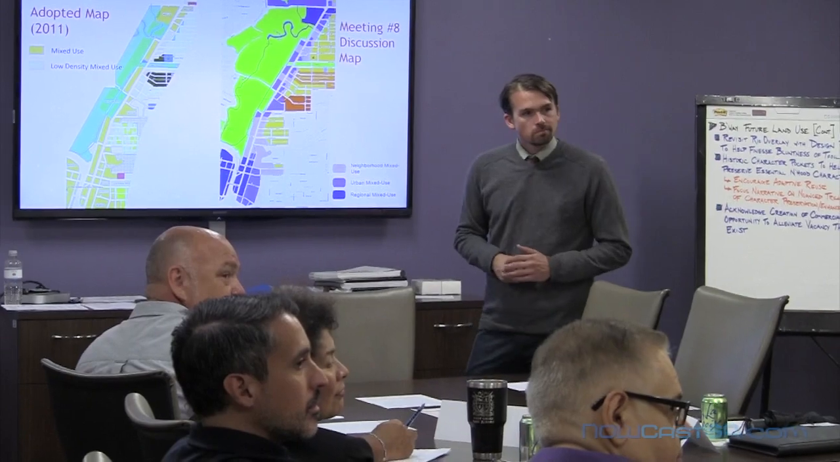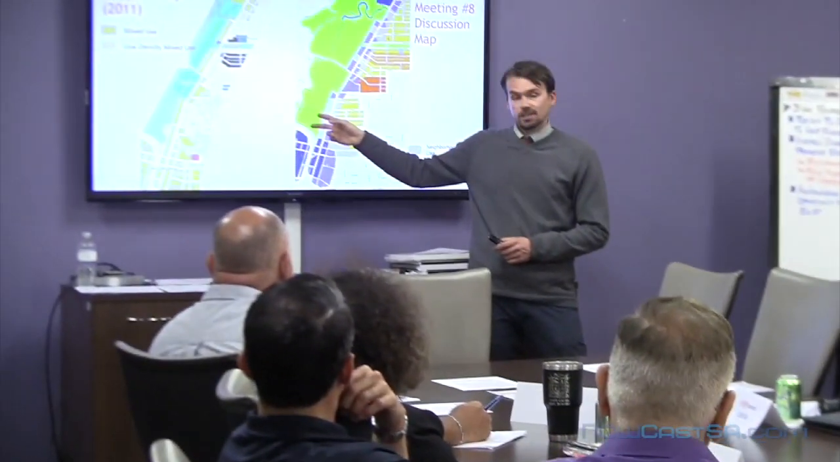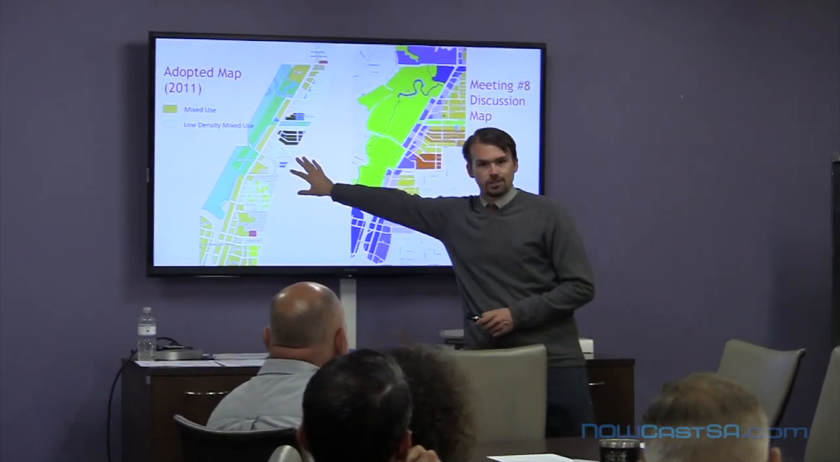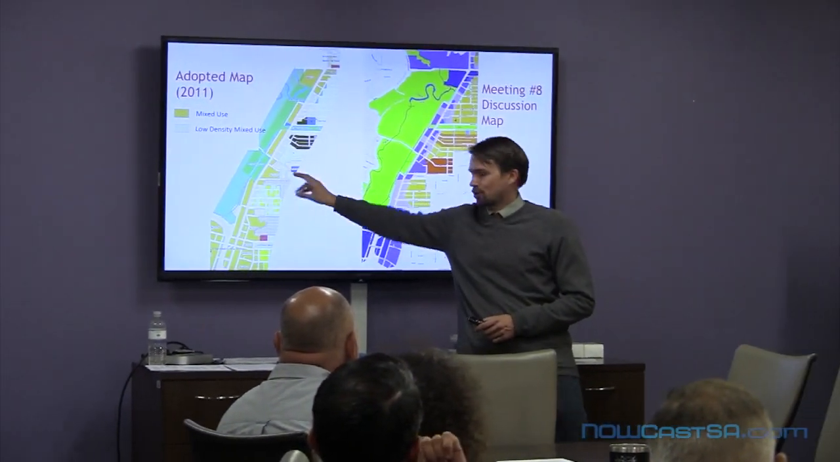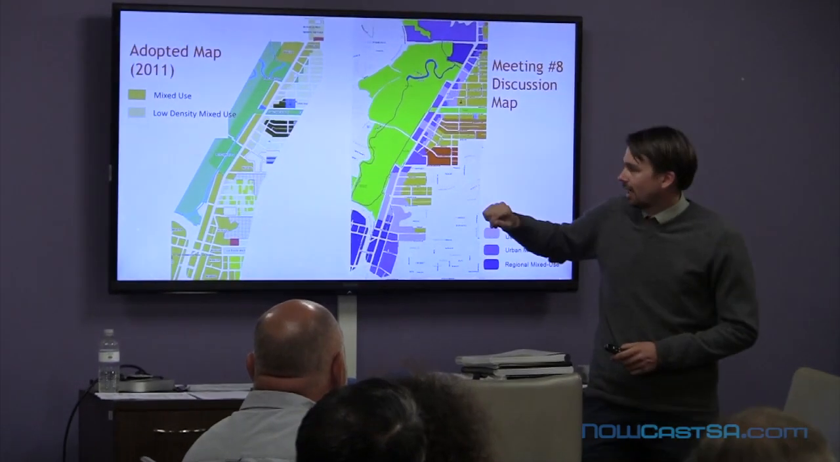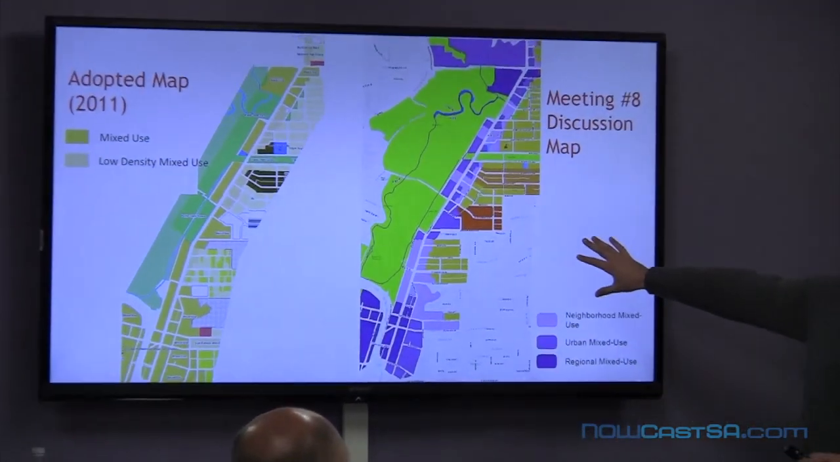Yeah. I'm just curious, based on the adopted map in 2011, you've got the mixed use and low density mixed use categories, and then these three categories of density. So based on what we have in the proposed map, how does that compare? Yeah, the older one is still existing. This is the official land use map until it changes. There's two categories of mixed use. And as Tim said, over here there's three.